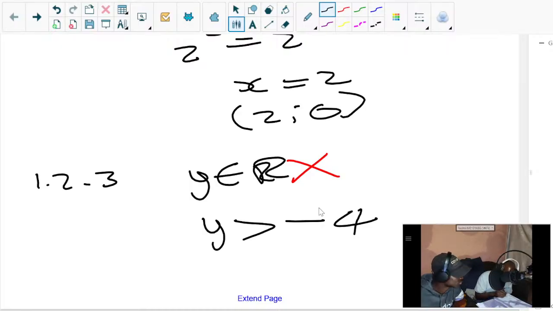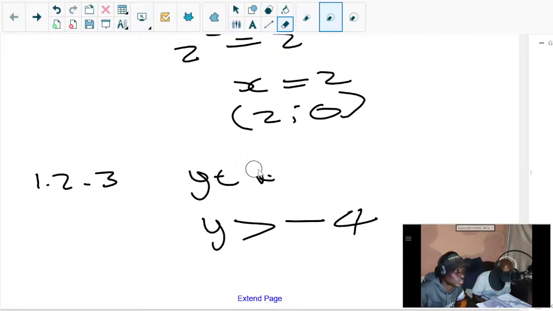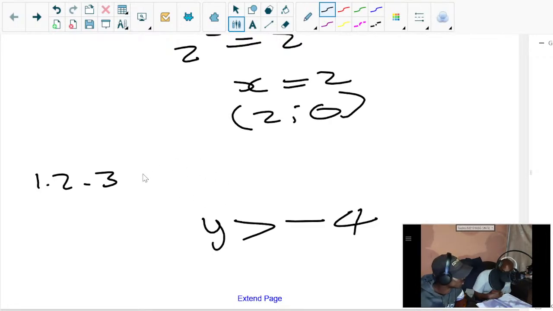We can't say Y is an element of all real numbers but Y cannot be equal to -4. Why doesn't it work this way? Because we say Y can be everything before -4 and after -4, but after -4 we don't have any graph. Does that make sense? So Y should be greater than -4. That one can be confusing. Just ask them.